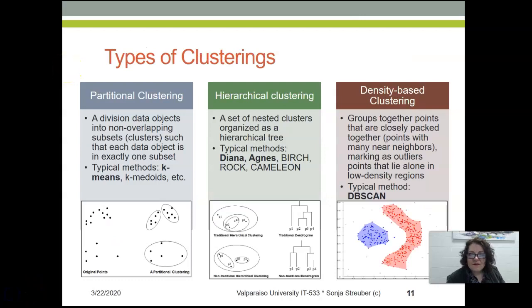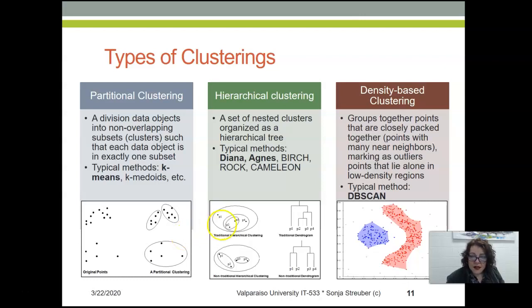To help us identify the optimal number and shape of clusters in our data set, we employ different types of clustering algorithms. First, we have partitional clustering algorithms like k-means or k-medoids. K-means and k-medoids divide our data objects into non-overlapping clusters in which each data object is in exactly one subset. So here we have clean subsets and clean partitions.